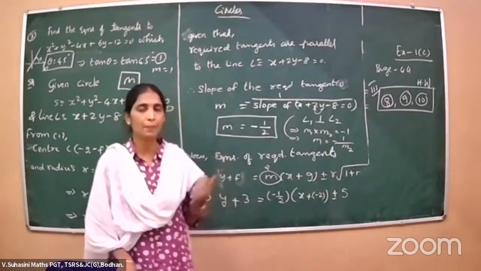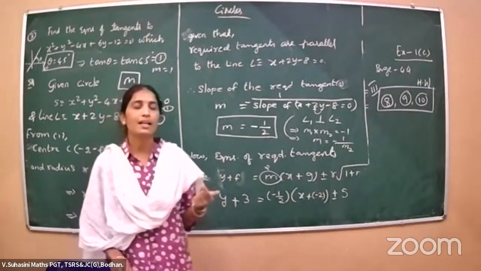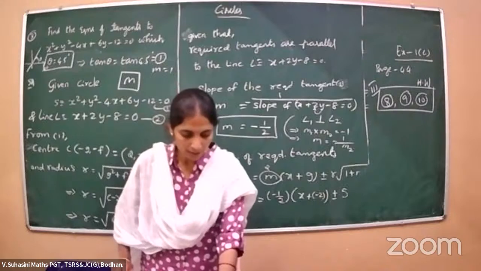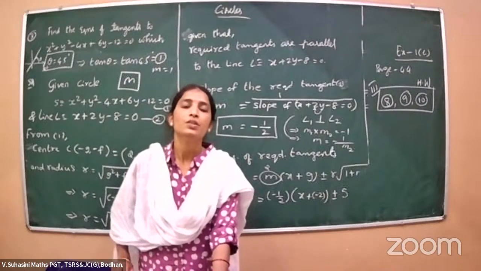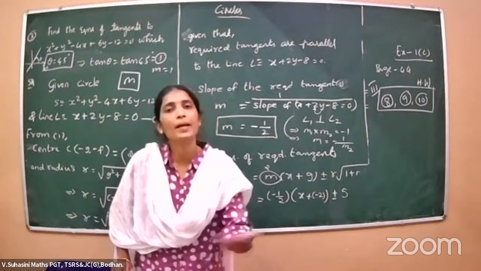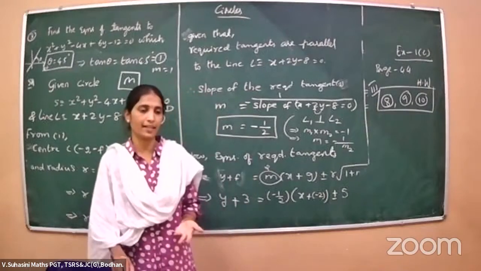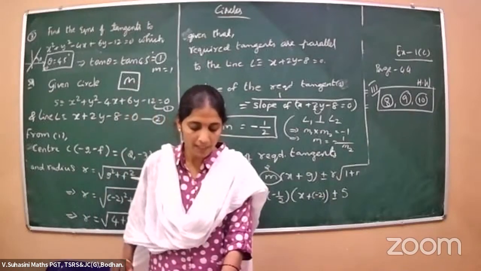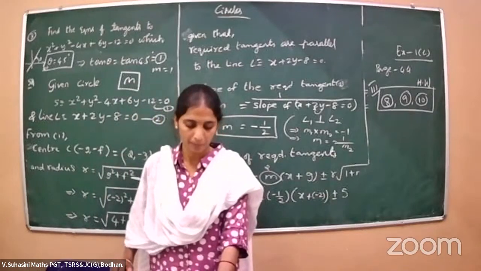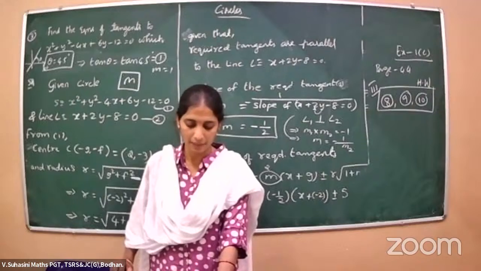So it is the same as the example that we discussed, parallel. Our required tangents are parallel to the given line. What is the given line? x plus y minus 8 equal to 0. So the slope of this line will be equal to the slope of the tangents required. Direct. The value of m is minus x coefficient by y coefficient, which is minus 1. So m will be minus 1.